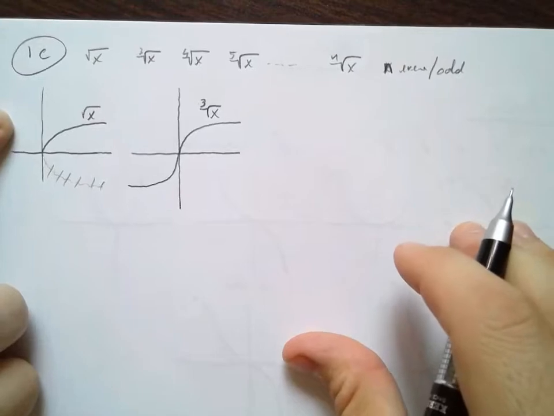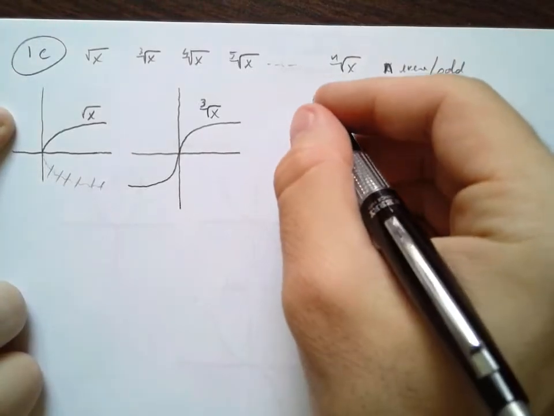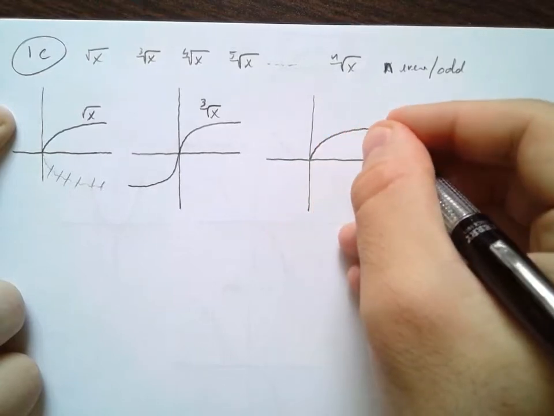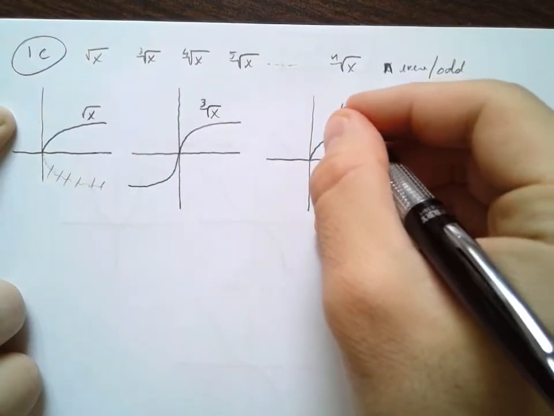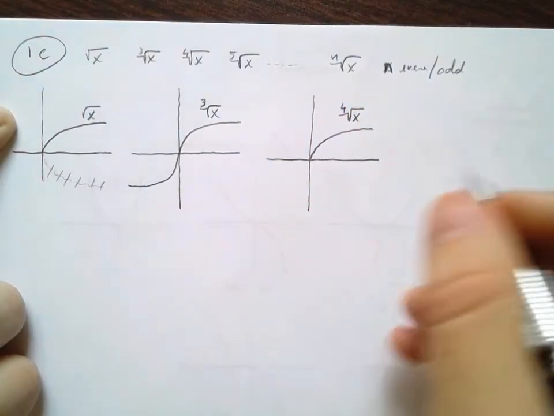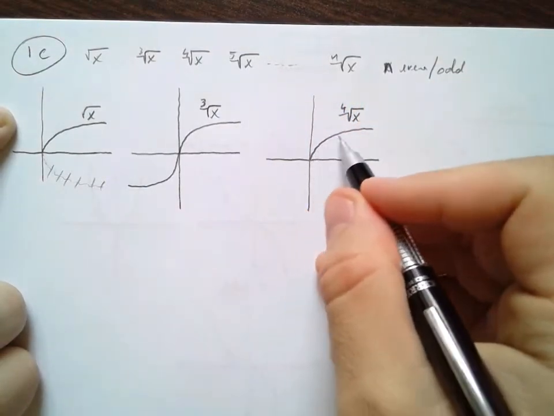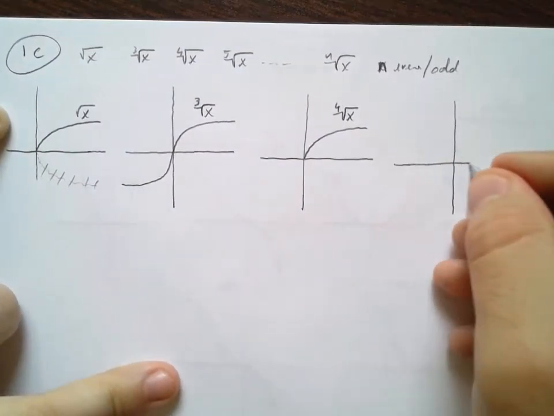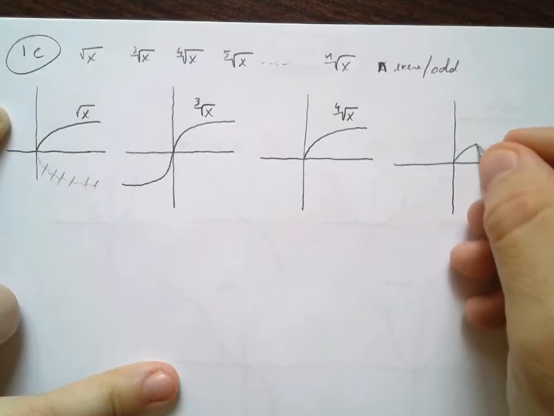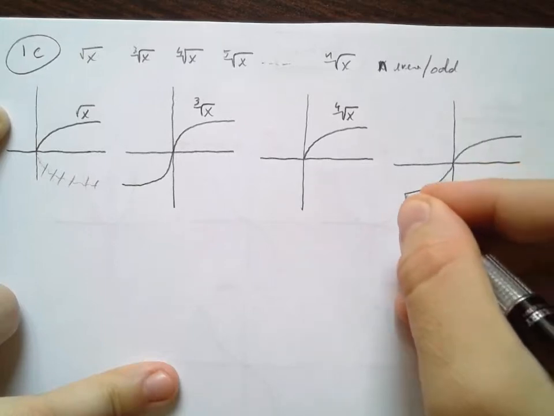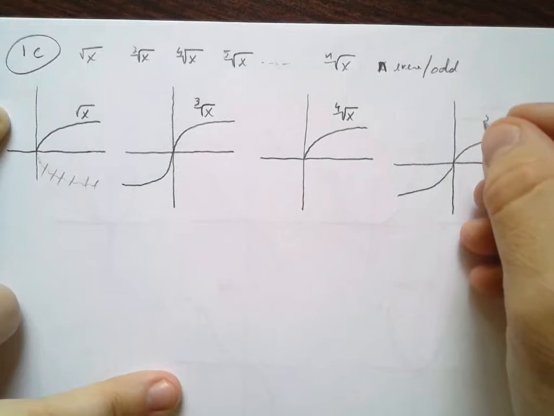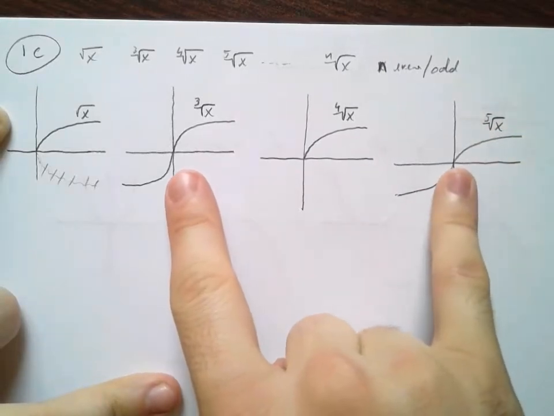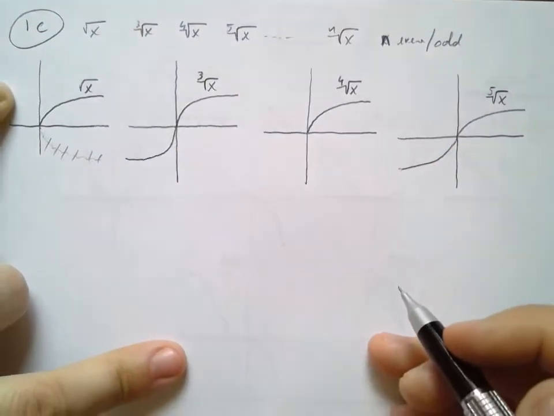What about the fourth root? The fourth root is going to behave more like the square root in the sense that I cannot take a fourth root of a negative number, so the domain is only from 0 to infinity. But a fifth root is going to behave again more like a cubic root, right? So notice how the shapes are similar over here for these two.